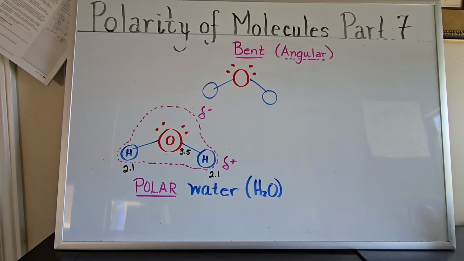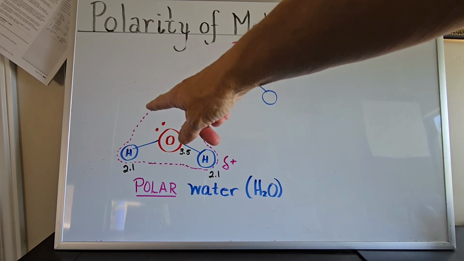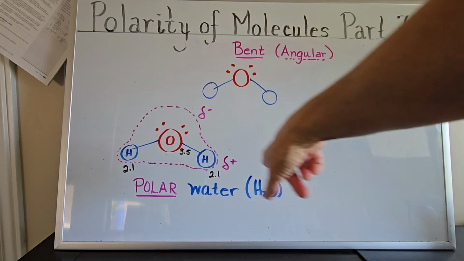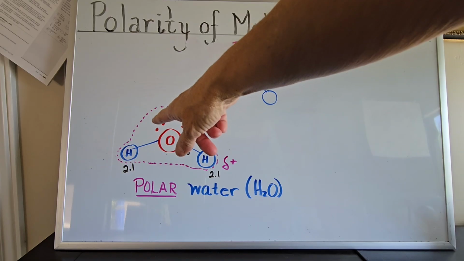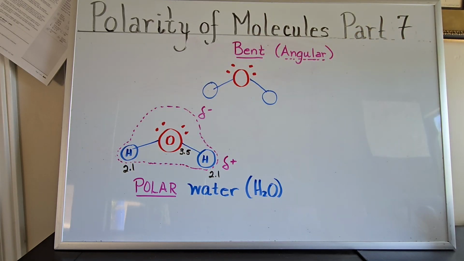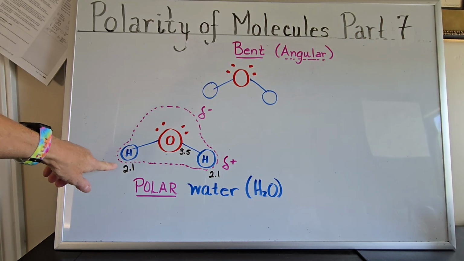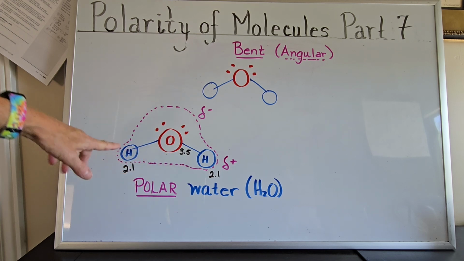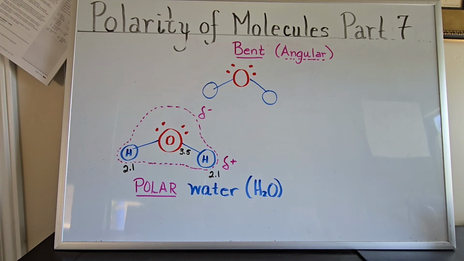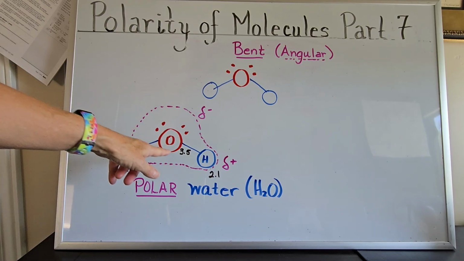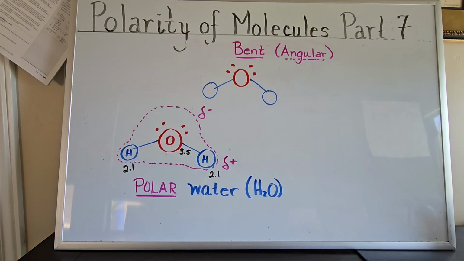How does this affect our polarity, or does it affect the polarity? This bent shape, a good example of it would be water, H2O, and I'm not going to give the technical name for it. We know it as water. The two terminal atoms are the hydrogens with the 2.1 electronegativity, and they are bent down and out of the plane with the oxygen, which has an electronegativity of 3.5.